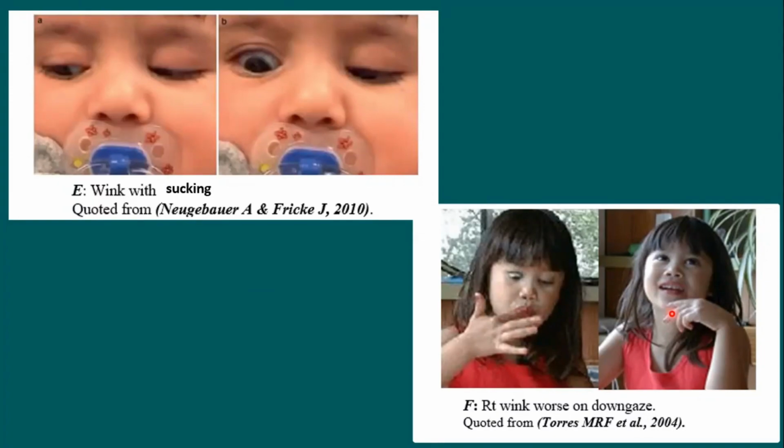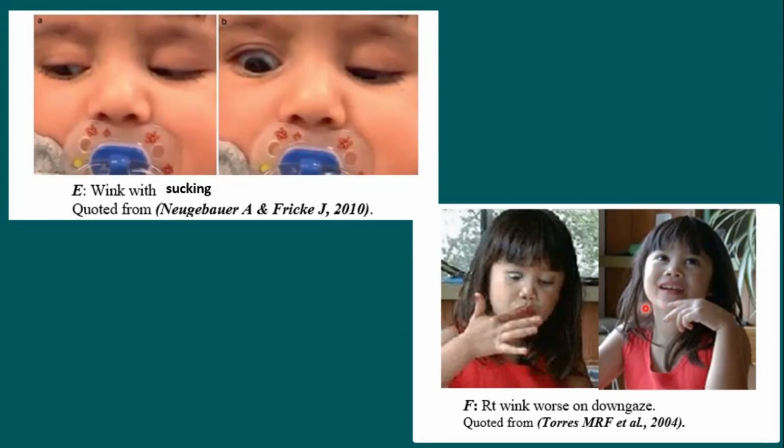So in real practice, whenever we have a case with Marcus Gunn, we try to explain to them to camouflage, to mask Marcus Gunn by avoiding looking down. So how can someone avoid looking down? By just making a chin down position. Instead of looking down, make a chin down position, because on looking down, the retraction will be more evident.